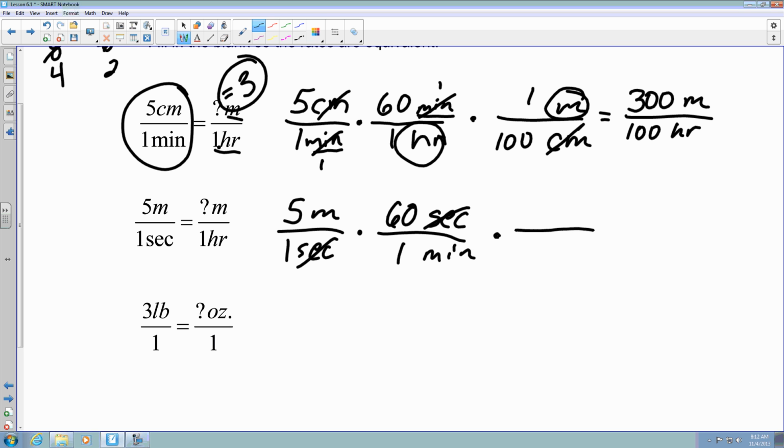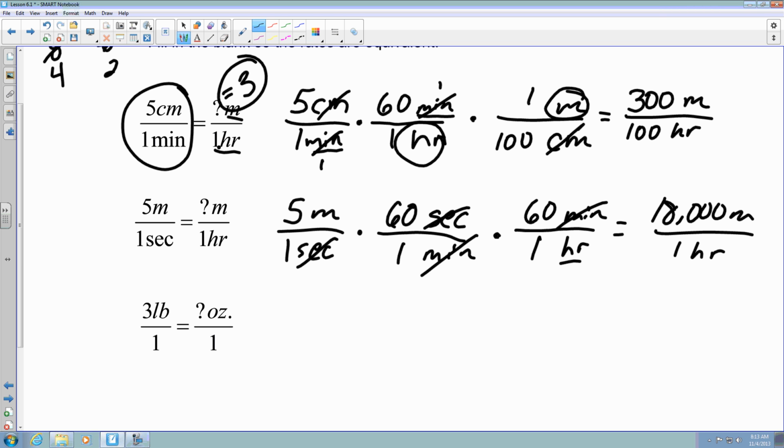We're not done yet. So now I need minutes on the top because I want to cancel that out and bring it to hours. And again, 1 hour is 60 minutes. Cross it out, cross it out. I got hours on the bottom. I've already had meters on the top. So now I just multiply 5 times 60 times 60, which gives me 18,000 meters per 1 times 1 times 1, 1 hour. So the value in that question mark will be 18,000.